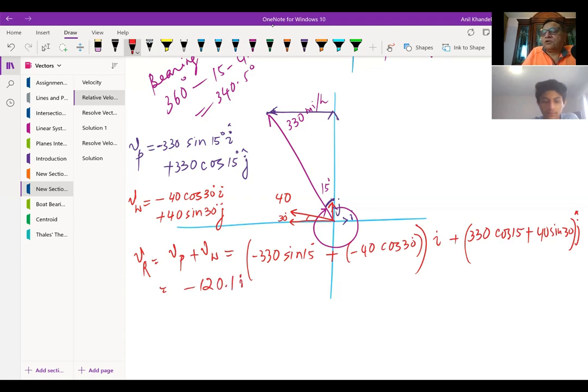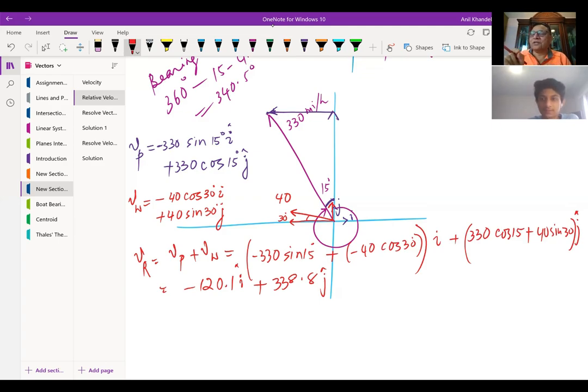And for j, what do you get? For j, sir, I get 338.8. Good, you're fast at calculating. Very good. So we have the resultant. Do you see that so easily, without getting into those complications of finding it?